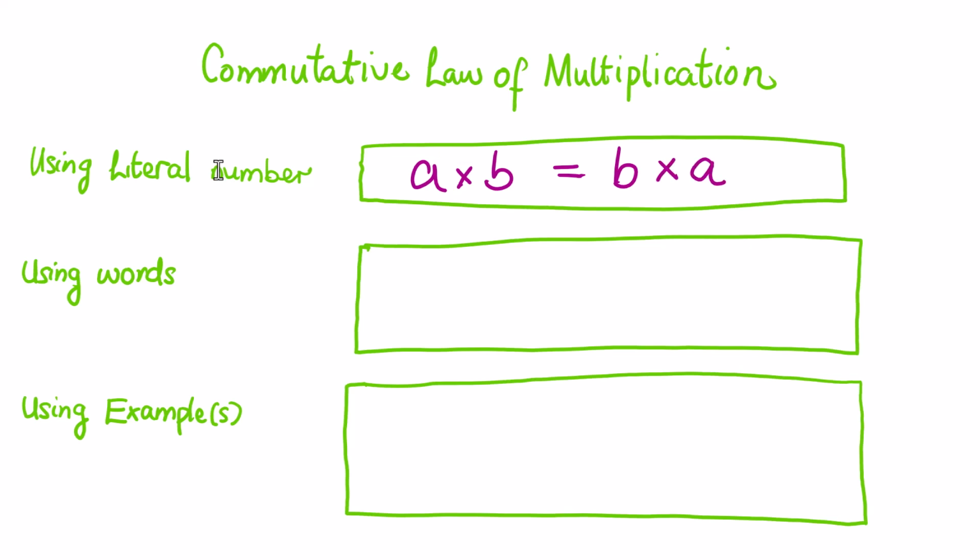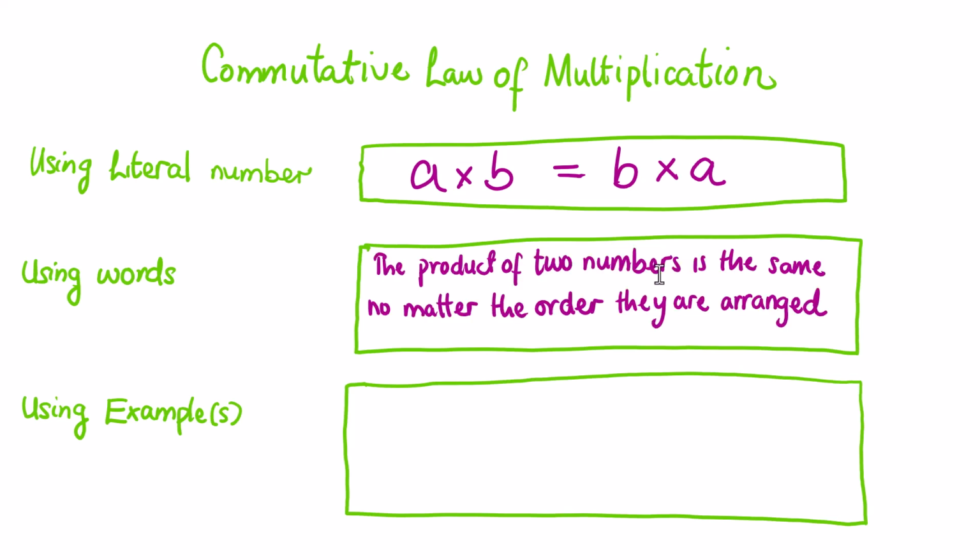And take note that A and B are any numbers, rational or irrational, on the number line. Let's look at how this is expressed in words, which states the following: the product of two numbers is the same no matter the order they are arranged. Like for example, 2 times 8 versus 8 times 2.